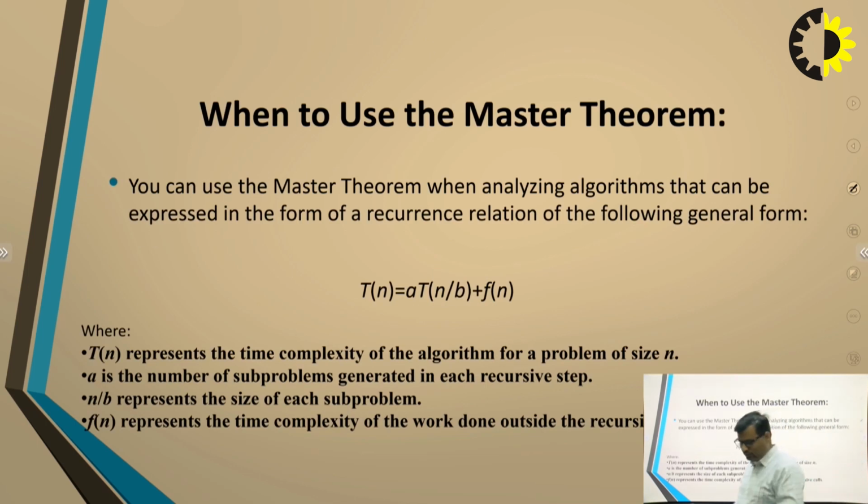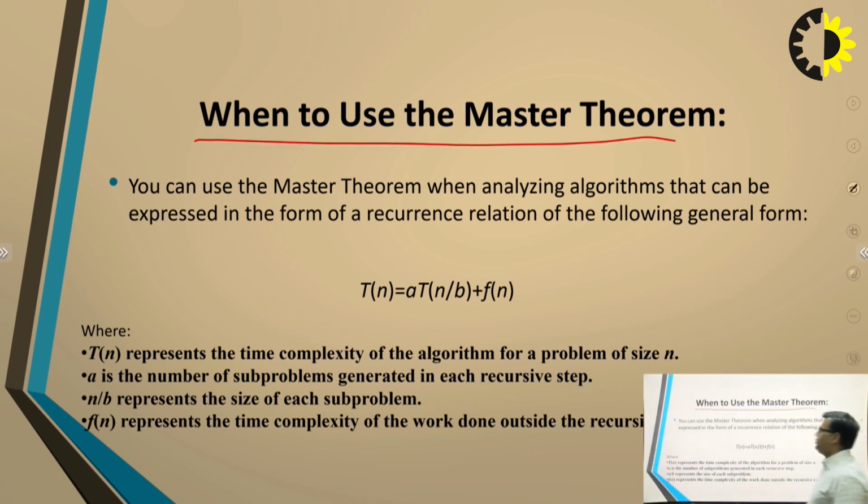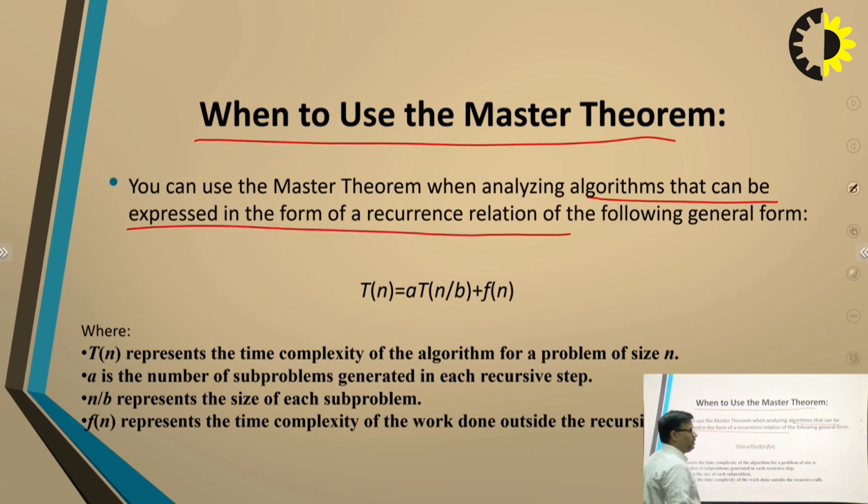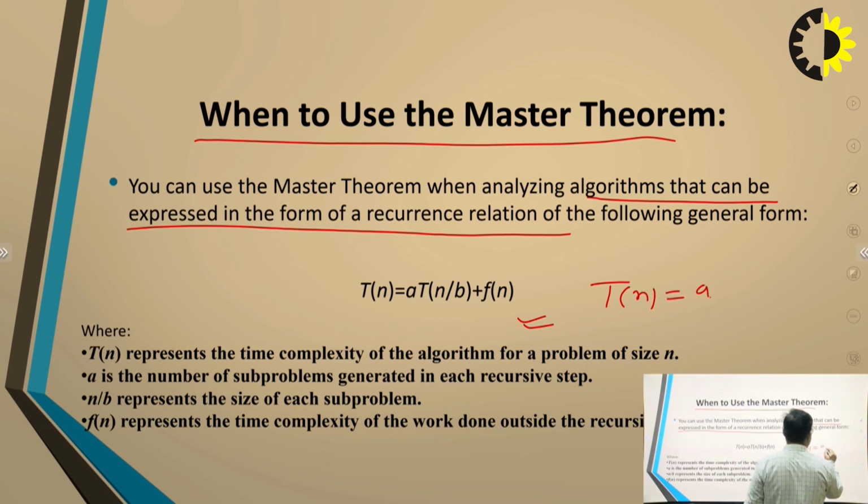So when do we use the master theorem? You can use the master theorem when analyzing an algorithm that can be expressed in the form of a recurrence relation. This recurrence relation is denoted in this form: T(n) equals a T(n by b) plus f(n).